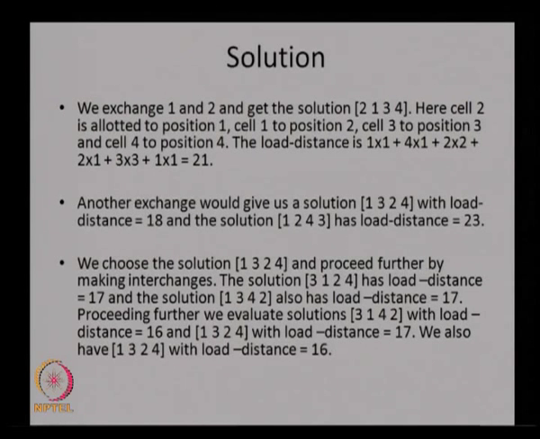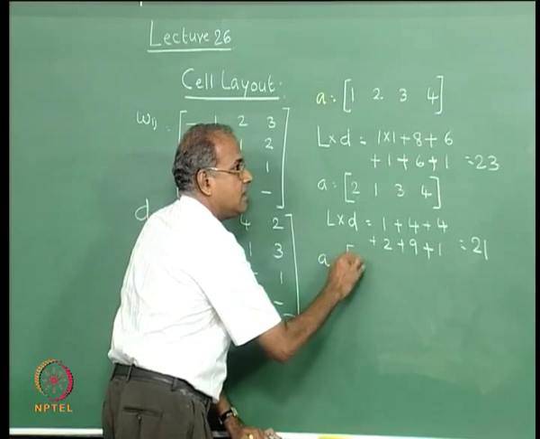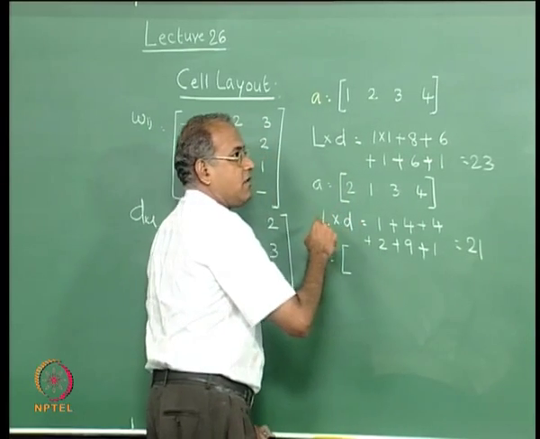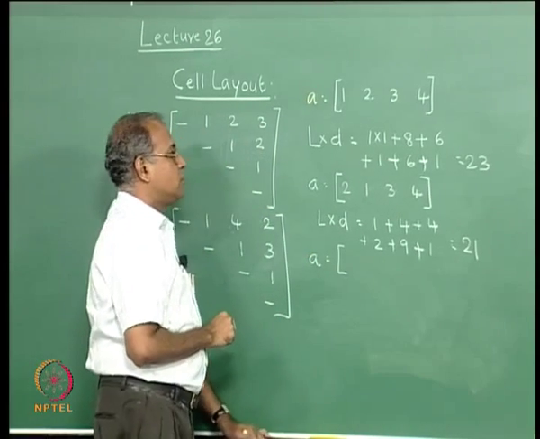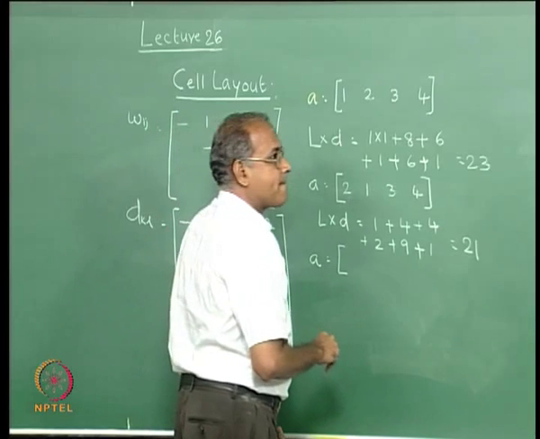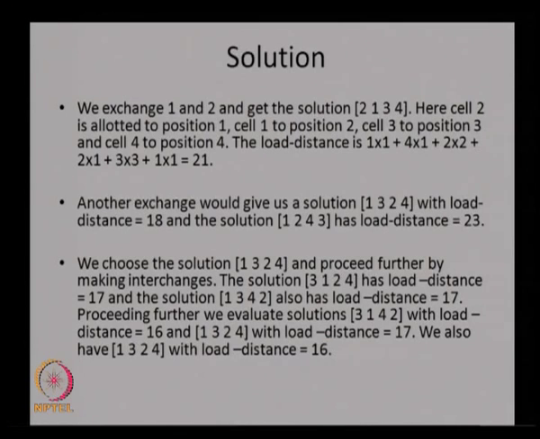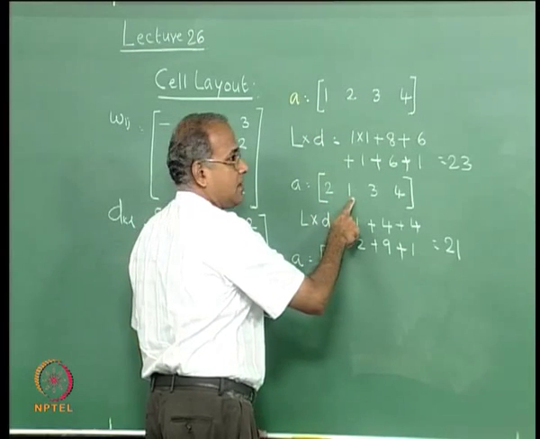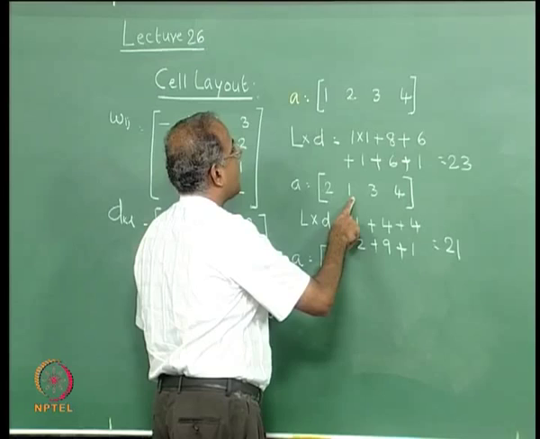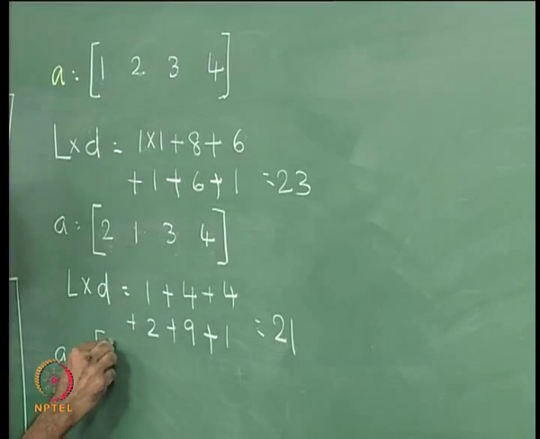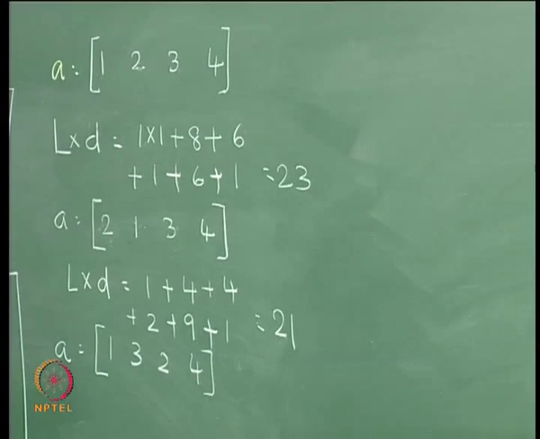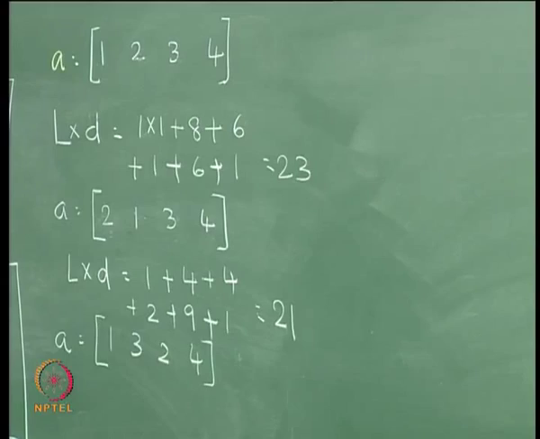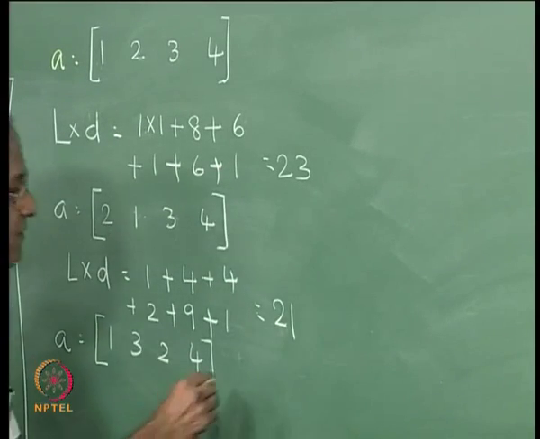So, we try another interchange, we try another solution starting from this. Now, another interchange could give us a solution 1 3 2 4. So, 2 and 3 interchange would give us 1 3 2 4. This gives a load distance of 18.